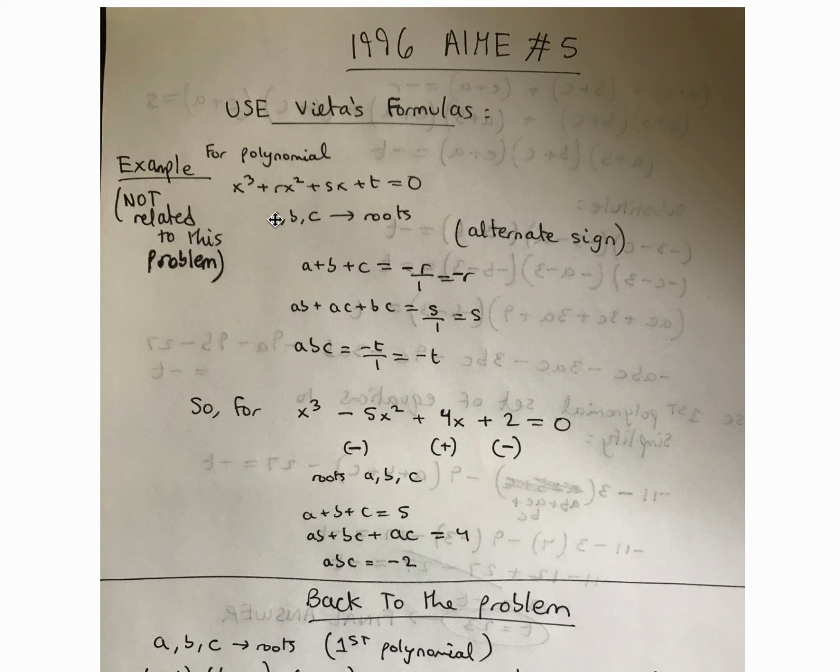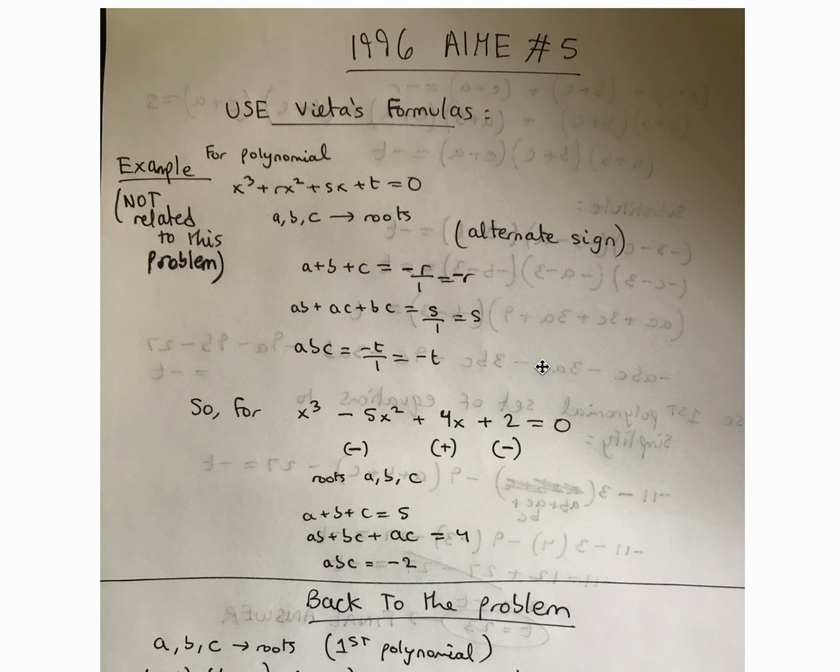Remember this is positive. When you do the sum of the roots, it's going to be negative r. It's always going to be negative in front of that, and then you're going to alternate. So you're going to do negative, positive, and so on. For s, for example, the pairwise sum, it's going to be positive. And then when you do the product of the roots, it's going to be negative again.